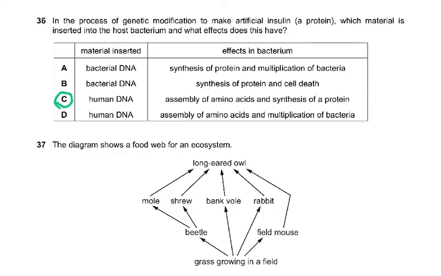What is inserted into a bacterium is the insulin gene. And what are they going to make? Its effect on the bacteria is that it is going to make insulin for us. It's going to assemble the amino acids and synthesize insulin, which is a protein.